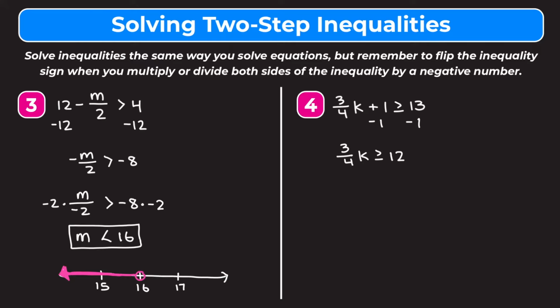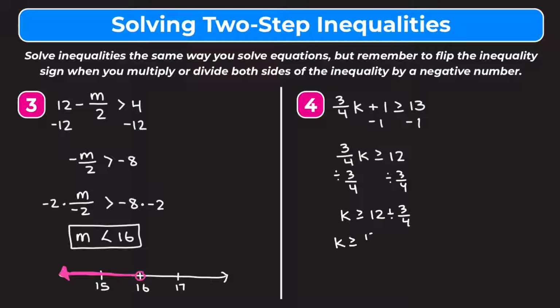12. And now because k is being multiplied by 3/4, to get rid of it, we need to divide both sides of our inequality by 3/4. On the left side, 3/4 divided by 3/4 is 1, so we're left with 1k, which is just k. And on the right side, we have 12 divided by 3/4. So now we need to remember how to divide a whole number by a fraction.